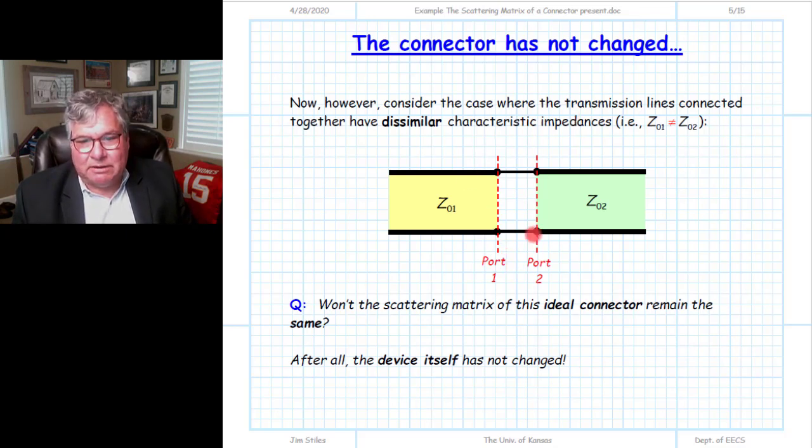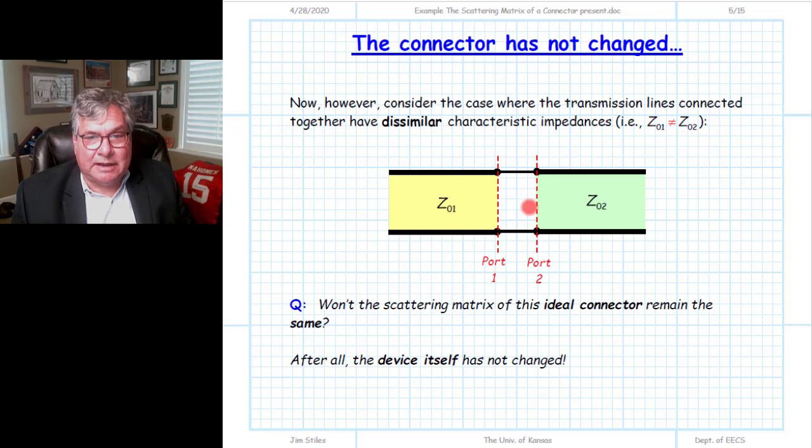We just found the scattering matrix of that perfect connector, but now we're going to connect it to a transmission line of some characteristic impedance and another transmission line of another characteristic impedance. Of course, we have to do this to define the scattering matrix. But in this case, we're going to make the characteristic impedance of each transmission line different from the other. We're going to have dissimilar characteristic impedances, different values. Now, the device itself is the same.